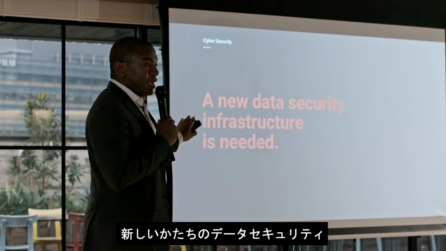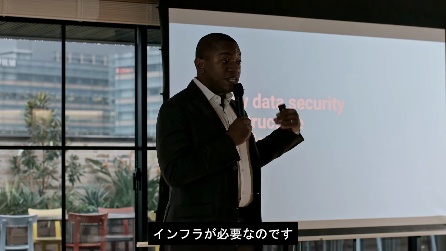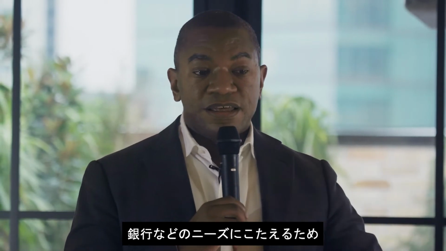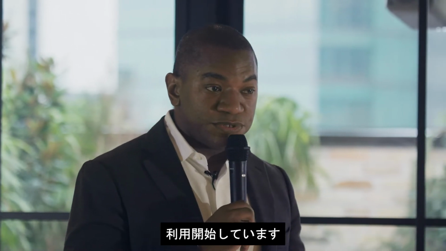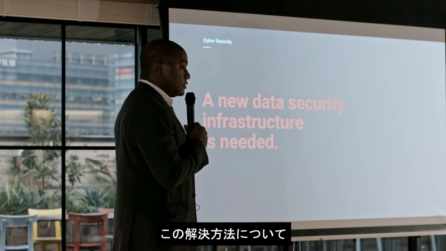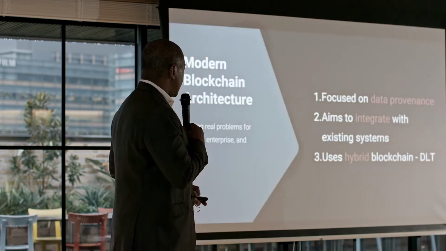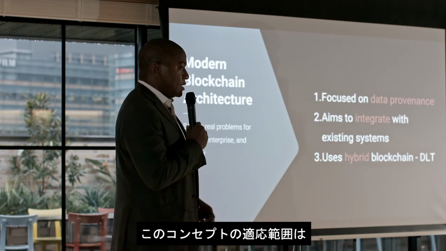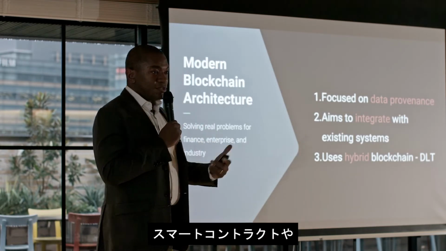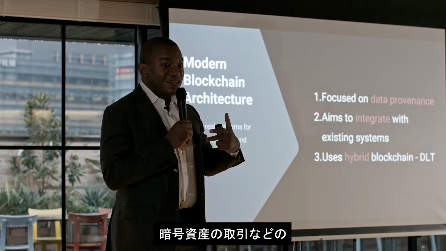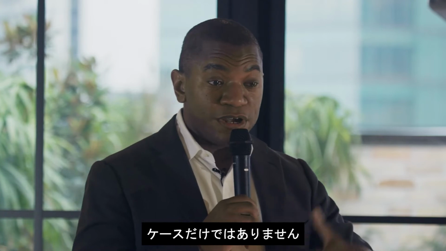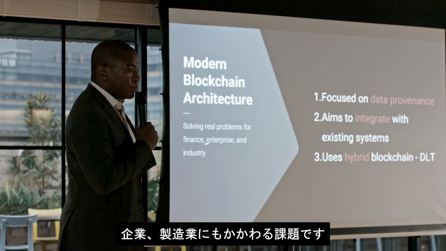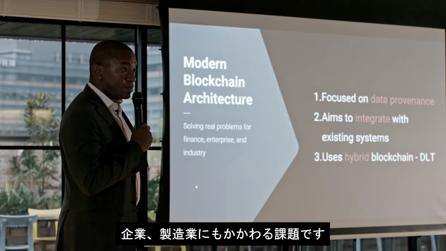The point I'm making here is that a new data security infrastructure is needed in order to meet the trends of how banks, enterprises, and industries are using data and cloud services and other services. And this is what we're going to talk about today. So let me introduce to you this concept of a modern blockchain architecture. The focus here is not specifically smart contracts or exchanging some cryptocurrency from one party to the other. The focus here is to solve real problems for finance, enterprise, and industry.